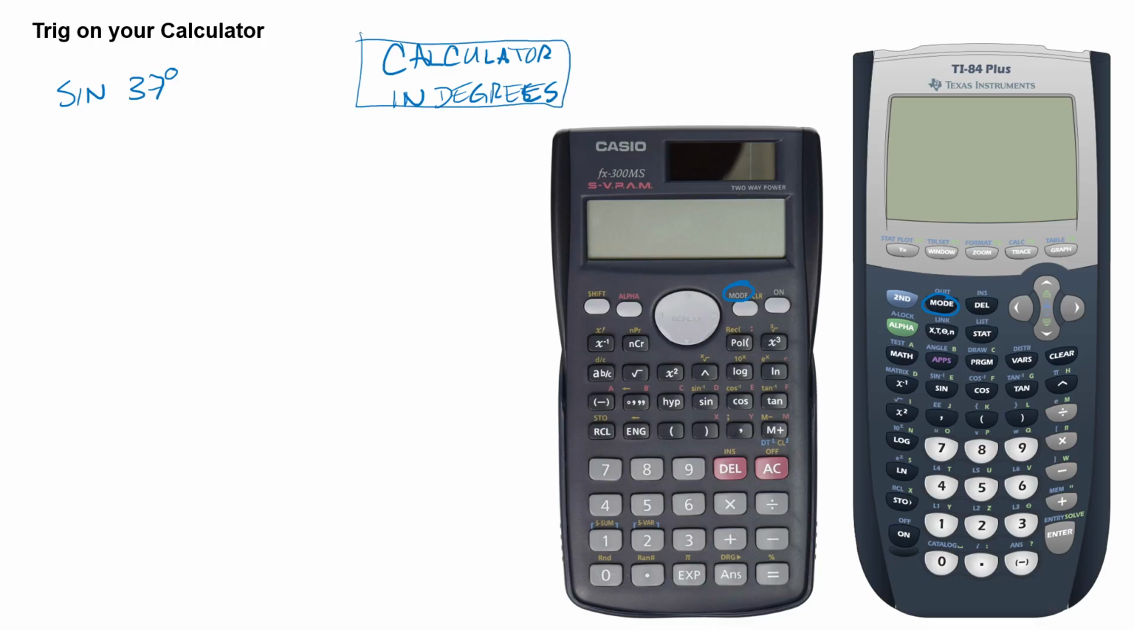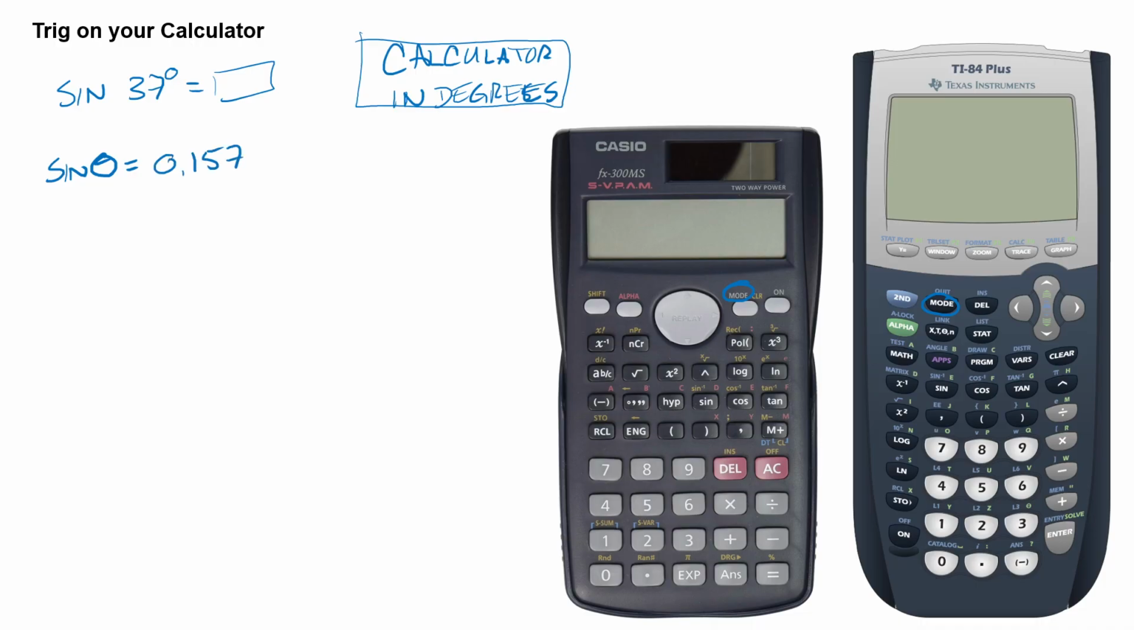Once you're good with that, if you wanted the sine of 37 degrees, you would simply type sine and then 37, and you'd hit enter, or equals in this case, and it would give you your answer. So sine 37 degrees is easy. That's how you would get to that answer. That's pretty easy.